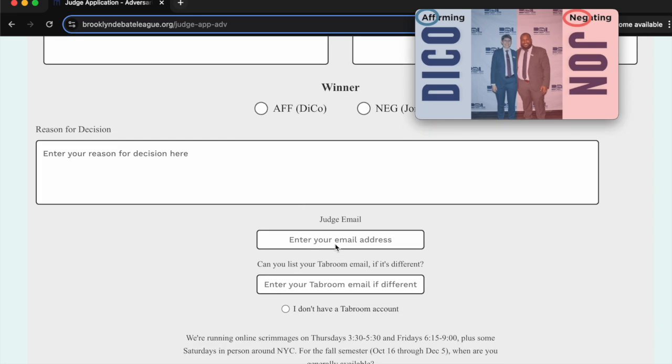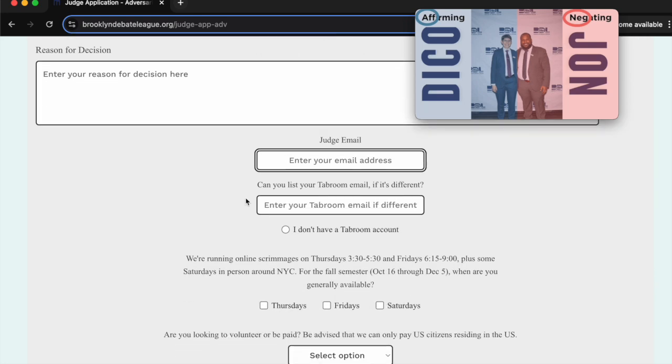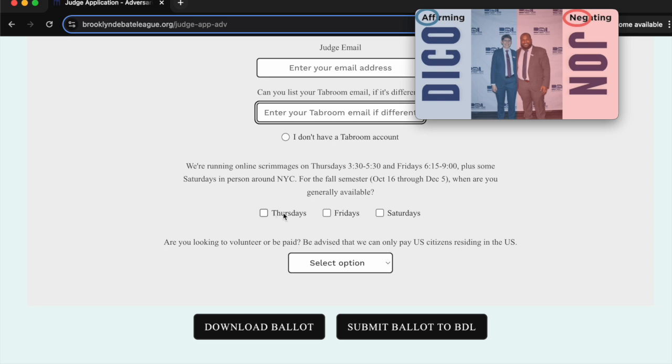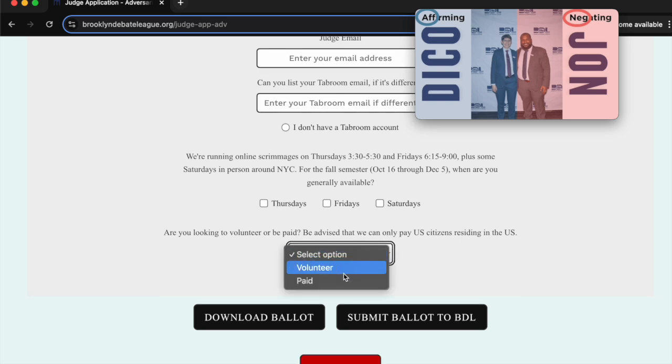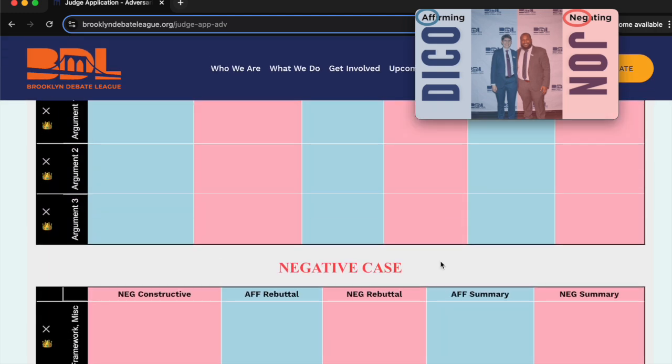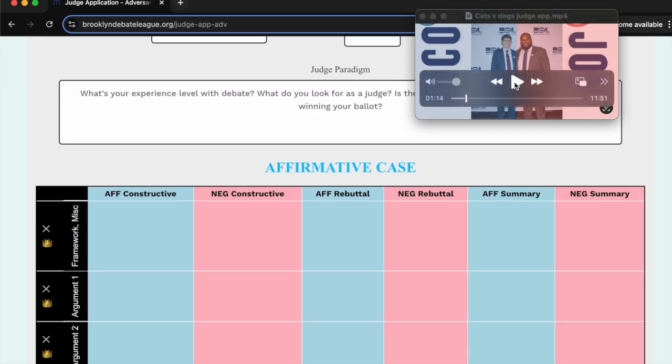After that, you pick a winner, enter your email down here. If you have never used Tabroom before, go ahead and click this box. If you have used Tabroom and it's the same email address you use normally, don't worry about this, but if it's a different one, then you can enter that here. And finally, just generally, when do you think you'll be available? And are you looking to be paid or are you looking to volunteer when you judge? Okay, I hope that's clear on the rest of this ballot here. Let's get into the flow itself.